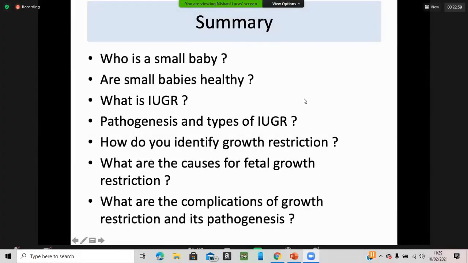Okay, so that's the end. Any questions? Excuse me, madam. Can appropriate for gestational age also be considered as IUGR in certain conditions because it's based on genetic potential?